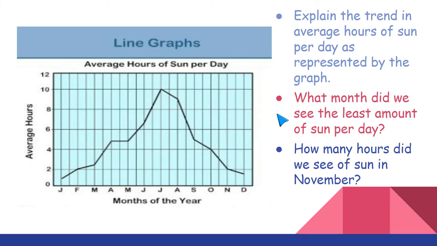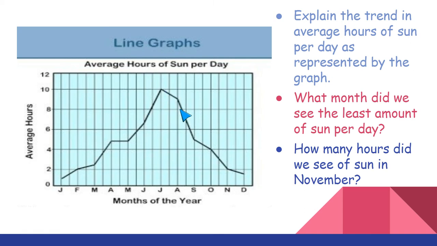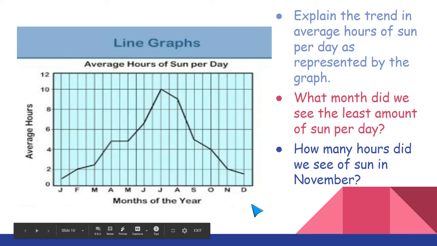All right, what month did we see the least amount of sun per day? Take a minute and look at the graph, and let's see what you say for that answer. And that is correct. It is January. Now, you're probably saying, where are the data points? And again, not all graphs are great as far as construction. I would have data points at the meeting of each of the lines. All right, but we can still read it.